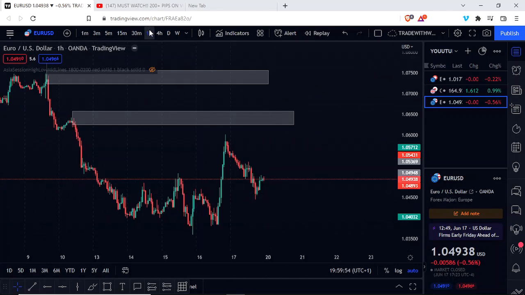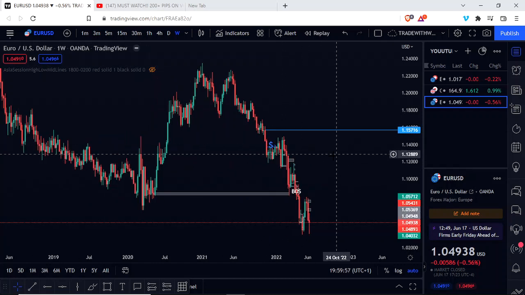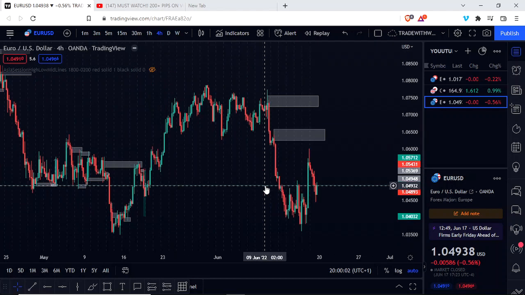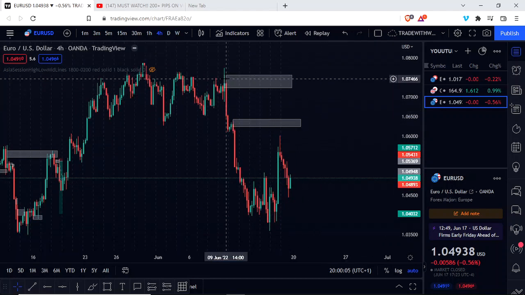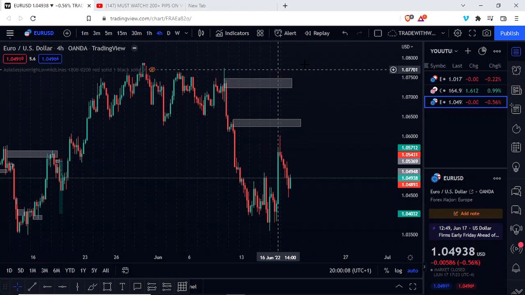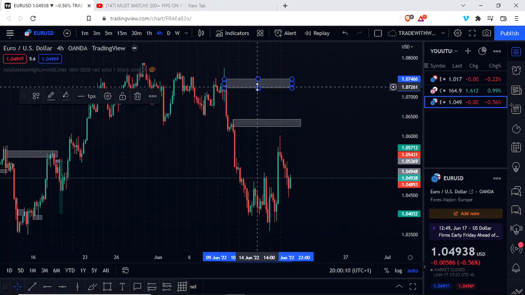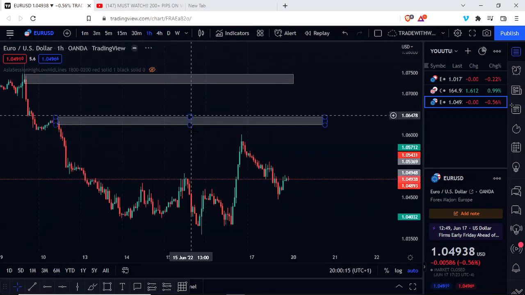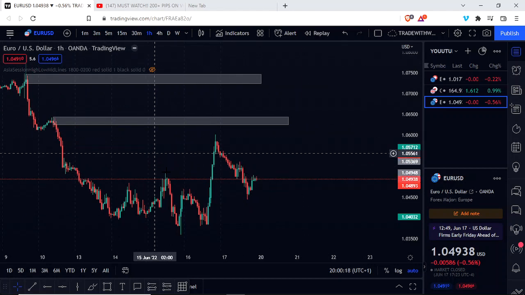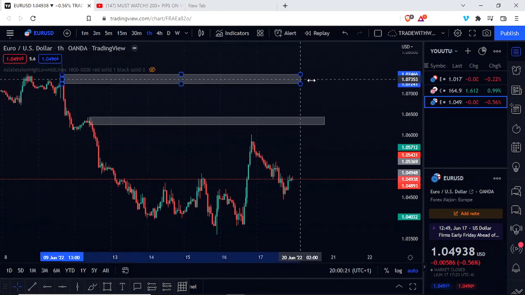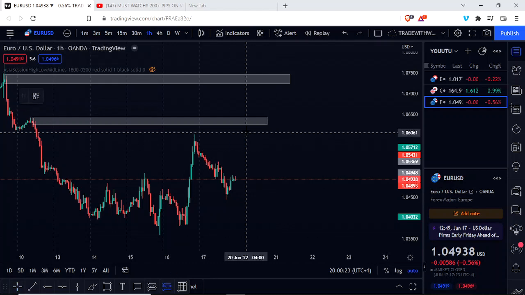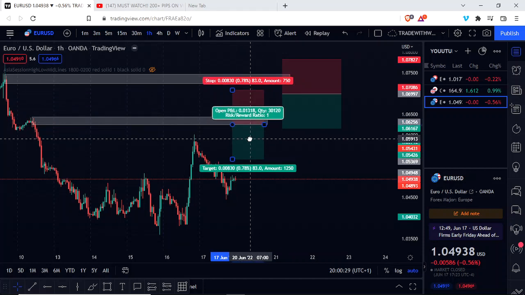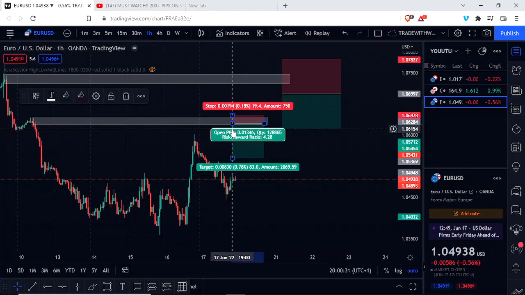Now what should we be expecting on Euro USD? Let's go back to the weekly time frame. Still very, very bearish, right? I never forget fundamentals, okay? They are very, very important. Never forget fundamentals. Very bearish. So I'm still standing on these two supply zones for selling opportunities.